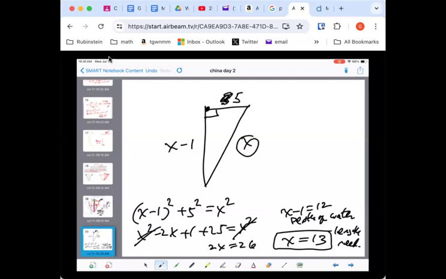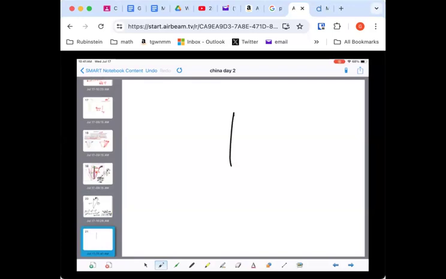Now that I realize they asked what's the depth of the water, it makes me also say that there's another way you could have set this up that would have been okay also. You could have called the depth of the water X and the reed X plus 1, and it still would have worked, except you would get X equals 12 as your answer.